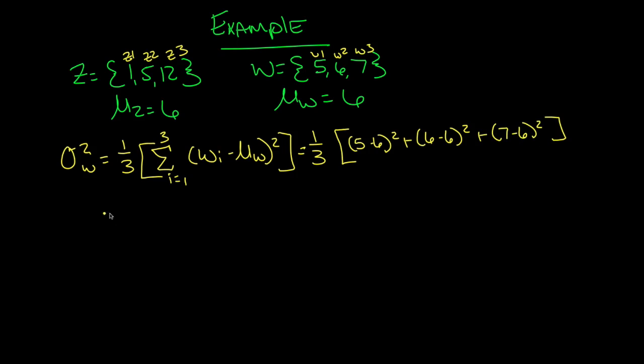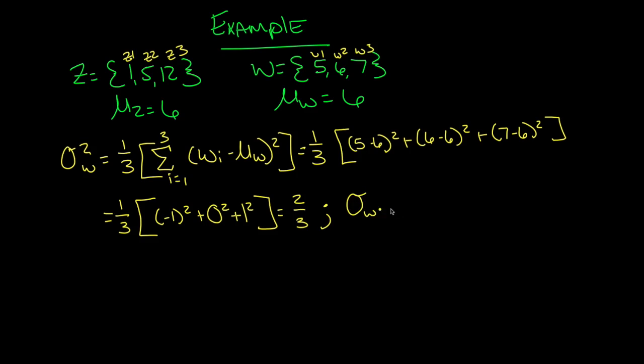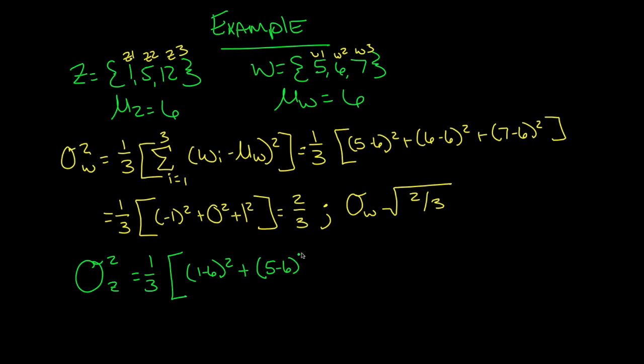And if we work that out, that turns out to be 1/3 times minus 1 squared plus 0 squared plus 1 squared, which turns out to be 2/3. Great, and so therefore the standard deviation, sigma sub w, is just the square root of 2/3. All right, if we do another calculation, if we do sigma squared z, this turns out to be 1/3 times 1 minus 6 squared plus 5 minus 6 squared plus 12 minus 6 squared.